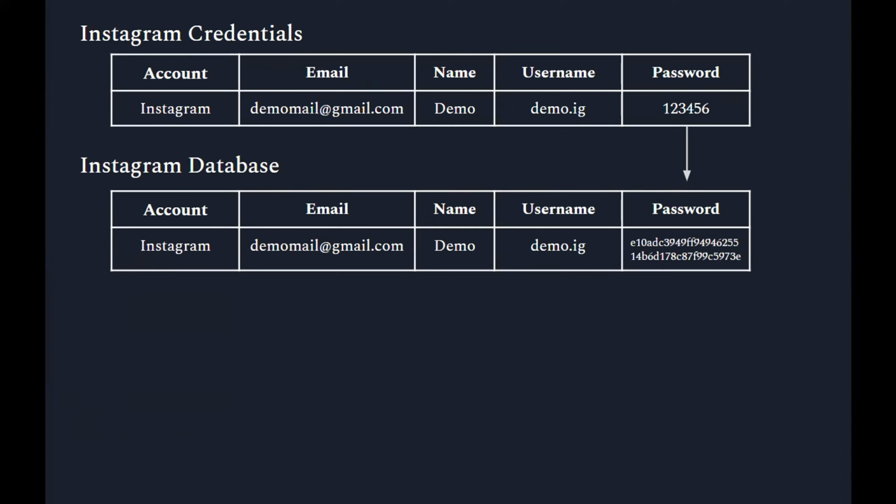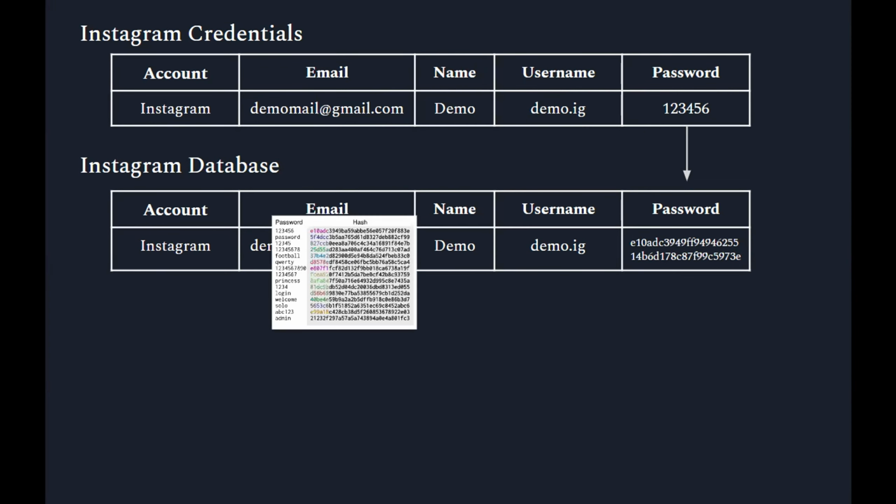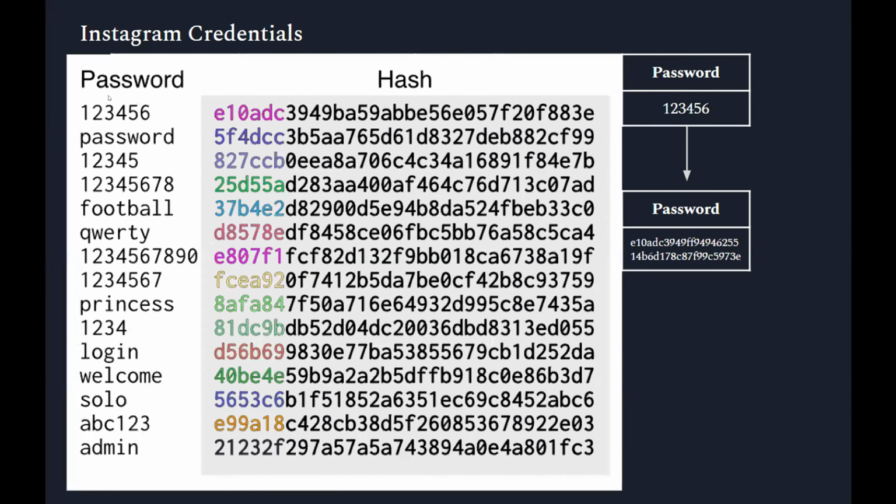If you are using a common password like 1234, password, or welcome, there is a table on the internet called a rainbow table, which holds the hashed forms of commonly used passwords. Let's see the rainbow table. In this rainbow table, there are commonly used passwords, and on the right side, the hashed forms of the passwords are displayed. So be careful while using your password.